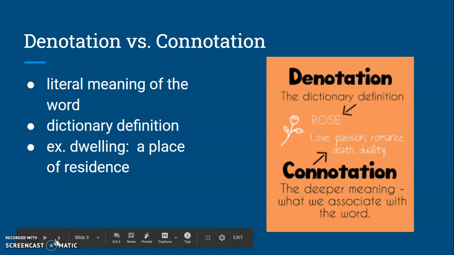One of the important lessons that you need to know about words is the difference between denotation and connotation. Denotation is the literal meaning of the word. It's also known as the dictionary definition. An easy way to look at it is D for dictionary. An example of a denotation would be the word dwelling. Dwelling means a place of residence.